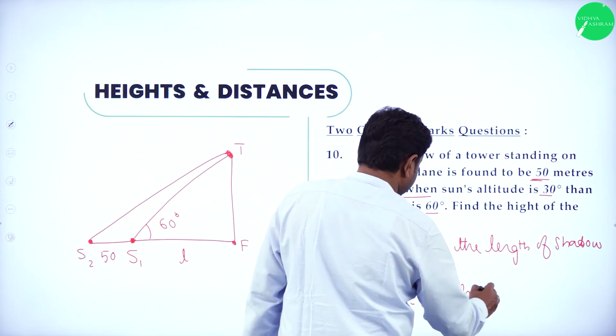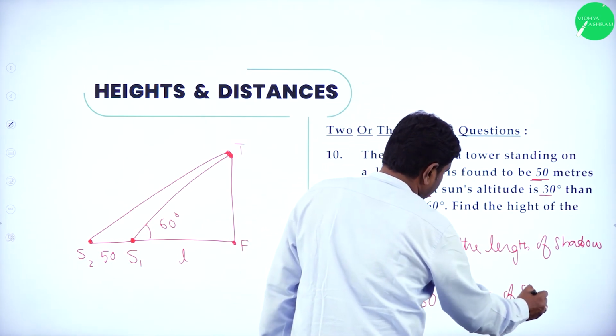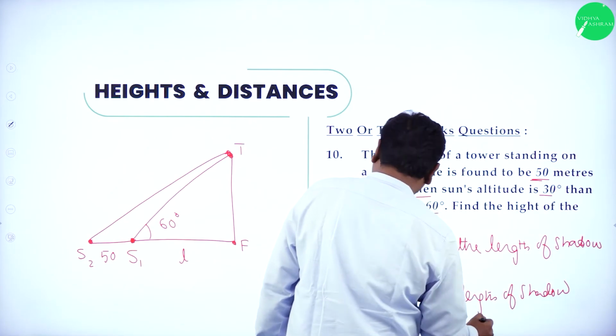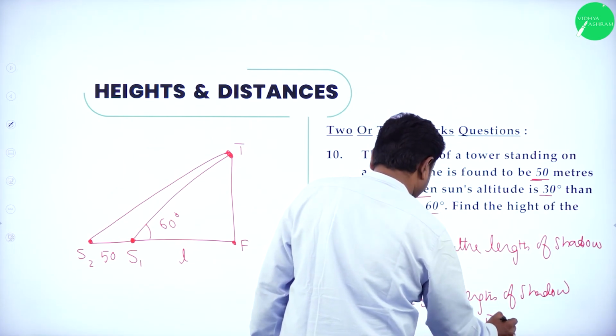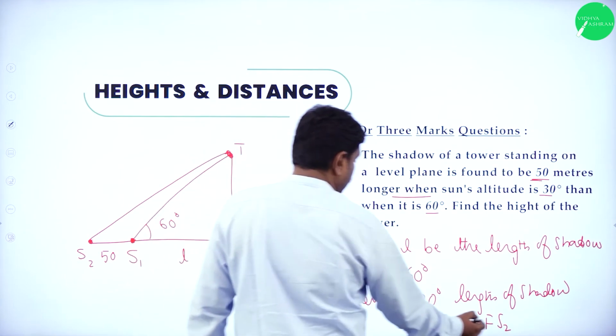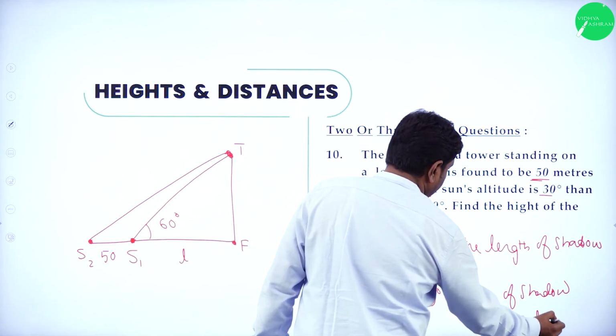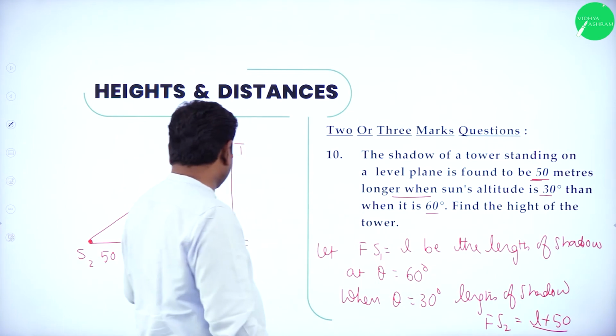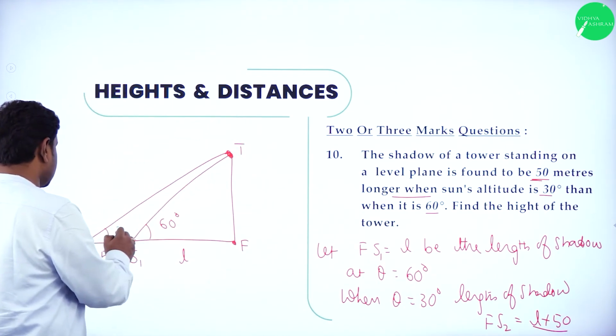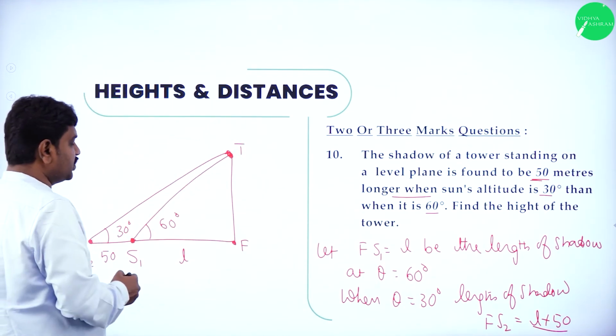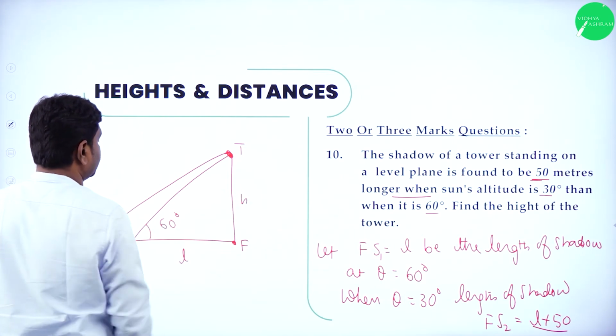When theta is 30 degrees, the length of the shadow is more. So that will go to FS2. FS2 is what? L plus 50. That's it. So now you can see two triangles. This is at 30 degrees. So from these two triangles, they want h, the height of the tower.